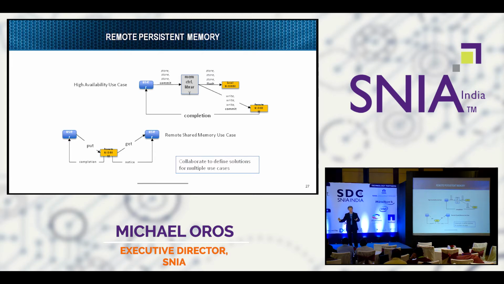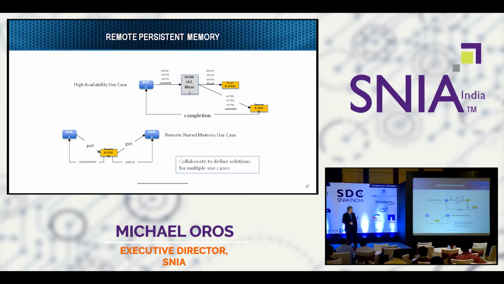So if that machine goes down, even though you don't lose your data because it's persistent, you would lose access to that data until you can recover that machine. But by implementing the high availability use case, you're able to continue because you have another copy, another machine that's already running.